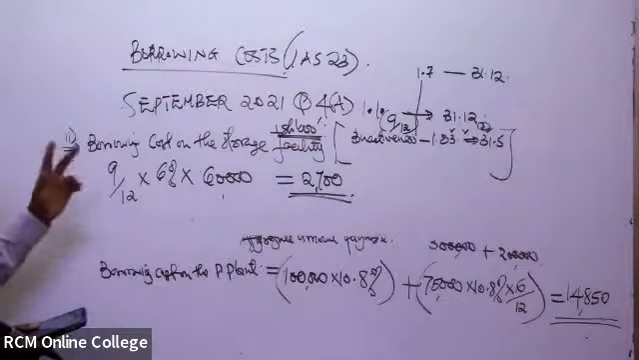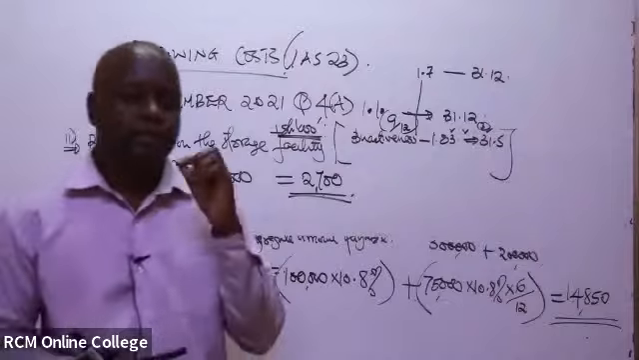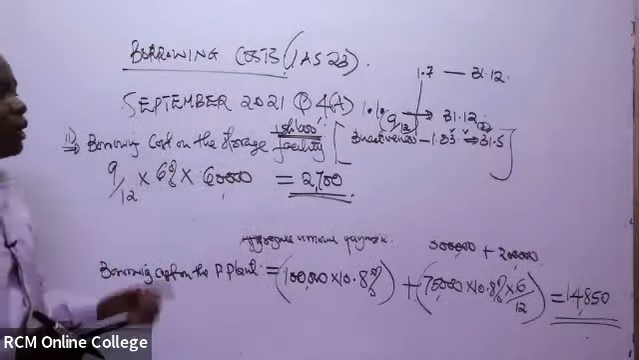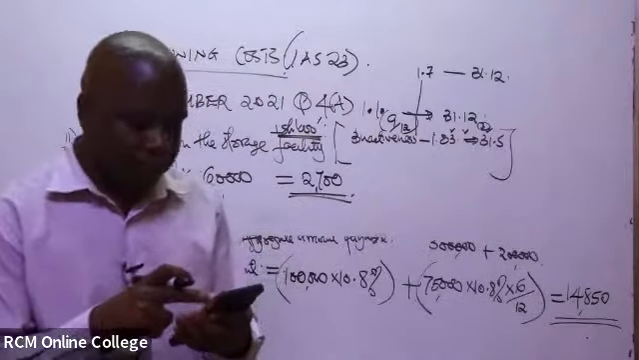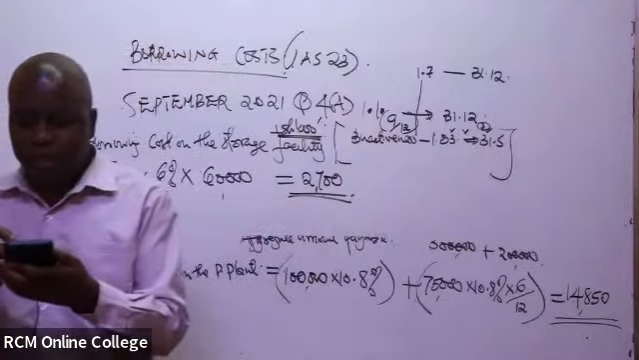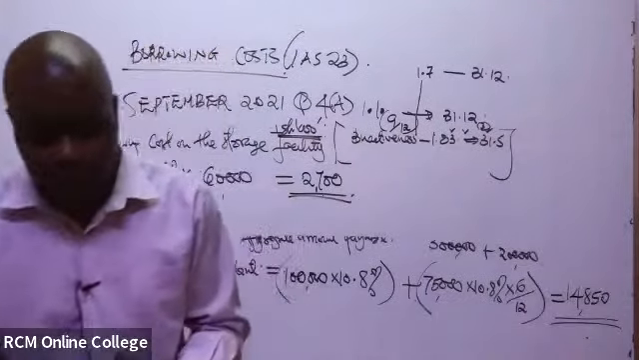So that is basically how you determine borrowing cost. Whenever an asset has been financed by 2 loans, you have to determine the capitalization rate that you use to compute the borrowing cost. So the second part of the question is the value of the assets in the books of Darubini Limited as of 31st December 2021.